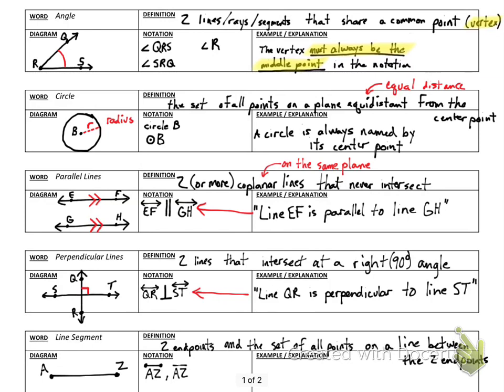Okay. Does the order matter when we name our line segment? Generally speaking, it does not matter. So we could call this AZ. We could call it ZA. There are reasons why you might want to name it one versus the other.